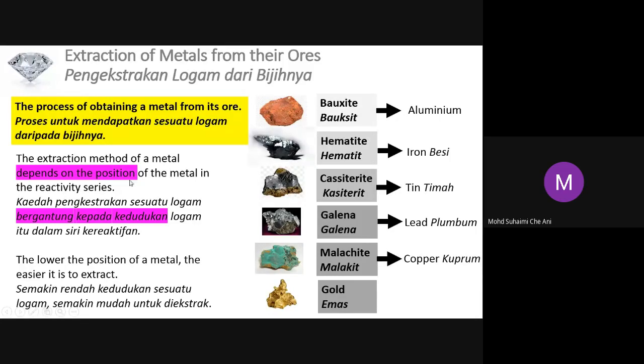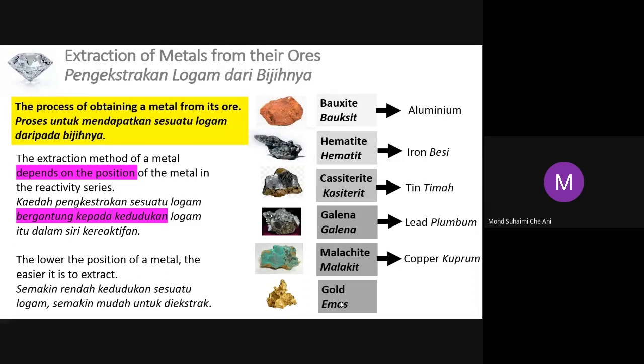Okay, so actually the method of extraction depends on the position of the metal in the reactivity series. If you notice, gold, silver, mercury and platinum are at the bottom of the reactivity series, which means they are not reactive. When they are not reactive, they are easy to extract. Maksudnya kita lagi senang nak extract dia, kalau dia kat bawah. But if it is at the top, more reactive, it is harder to extract. Why? Because they are reactive.